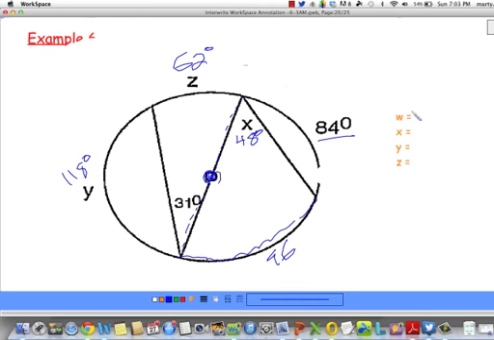I think I have everything I need. W, there is no W. X, 48 degrees. Y, 118 degrees. Z, 62 degrees. Hey, let's call this one W. W is 96 degrees.